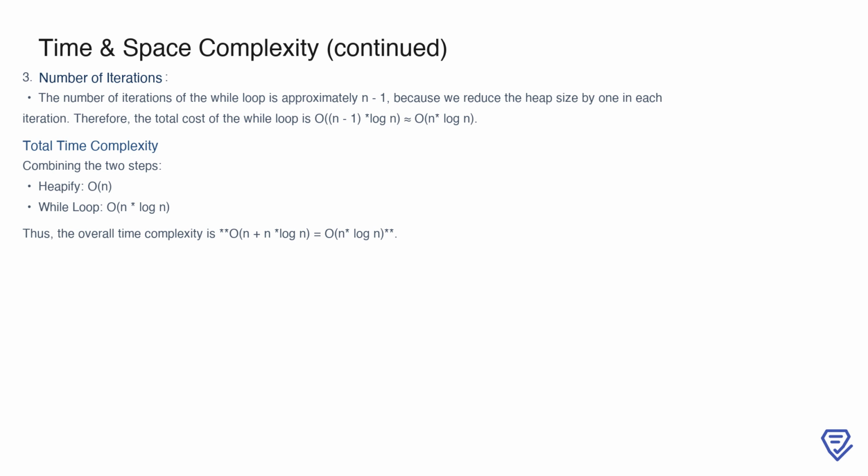To calculate the overall time complexity, we add the cost of the initial heapify operation, O(n), to the cost of the while loop, O(n * log n). Since O(n * log n) dominates O(n) as n grows larger, the final time complexity of the algorithm is O(n * log n). This efficiency is a result of leveraging the properties of the min-heap to minimize the costs at each step.